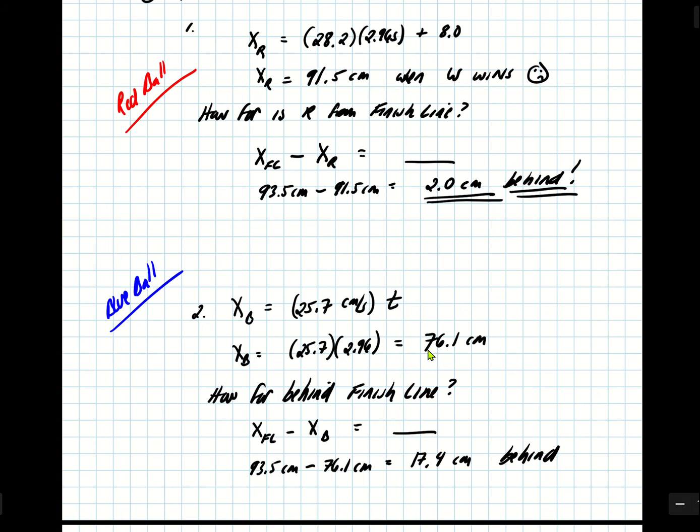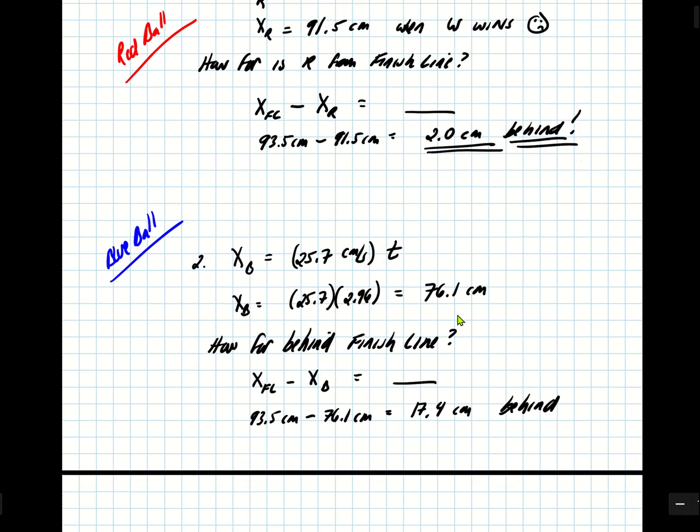But that's not the answer, right? That's where the blue ball is according to our frame of reference. The question we want to answer is how far behind the finish line is the blue ball when the white ball crosses. I was just kind of thinking that that's not good English grammar, but basically, how far behind the finish line is the blue ball when, I'm just going to stick with that. How far behind the finish line is the blue ball when the white ball crosses?